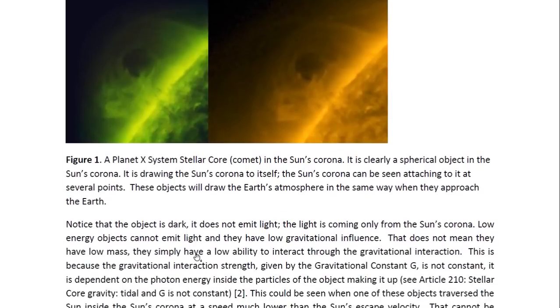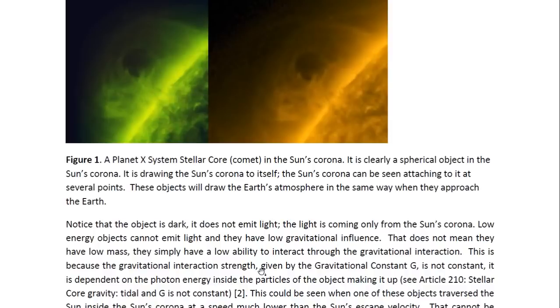Notice that the object is dark. It does not emit light. The light is coming only from the sun's corona. Low energy objects cannot emit light and they have low gravitational influence. That does not mean they have low mass. They simply have a low ability to interact through the gravitational interaction. The way they are able to emit light is by drawing atmosphere from other objects, and then that atmosphere emits light.